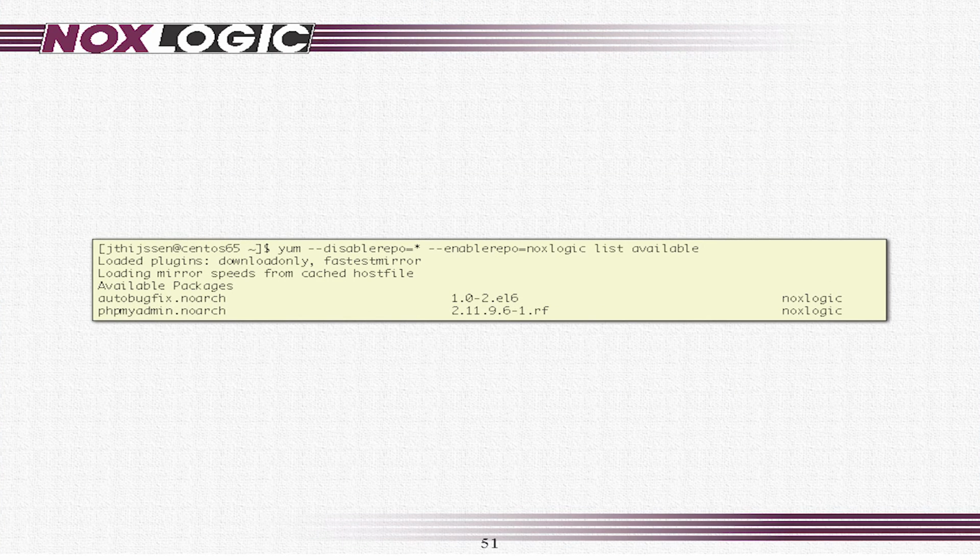But you can also see what's available on that system. So in this case, there's an auto bug fix application, 1.0 version 2. And for demonstration, I actually created a phpMyAdmin package there as well. I'm sorry, I'm a big phpMyAdmin fan. Don't hate me for that.